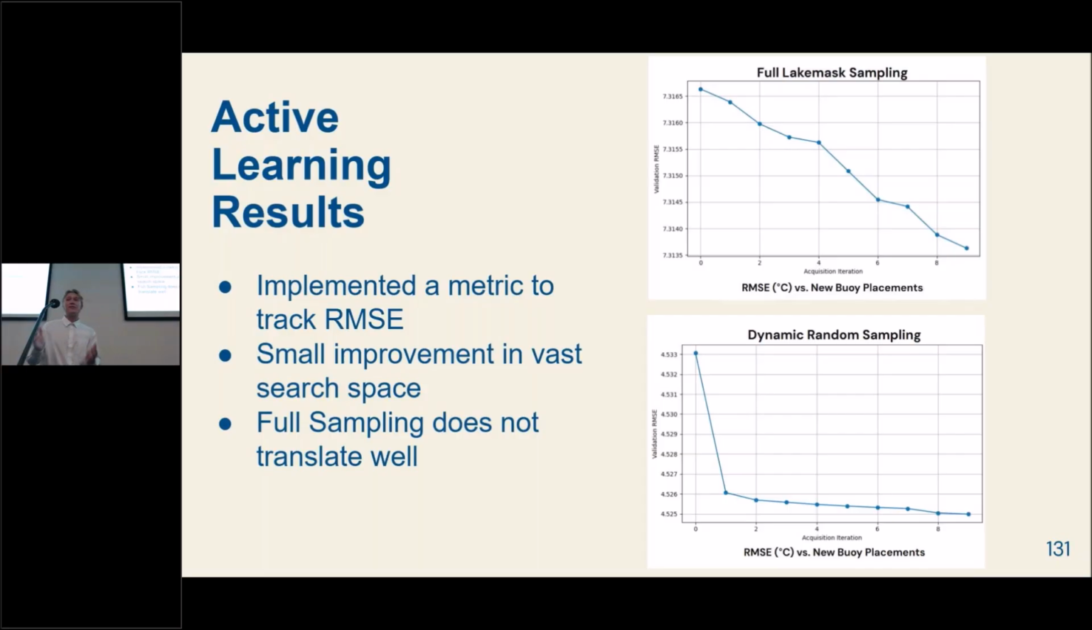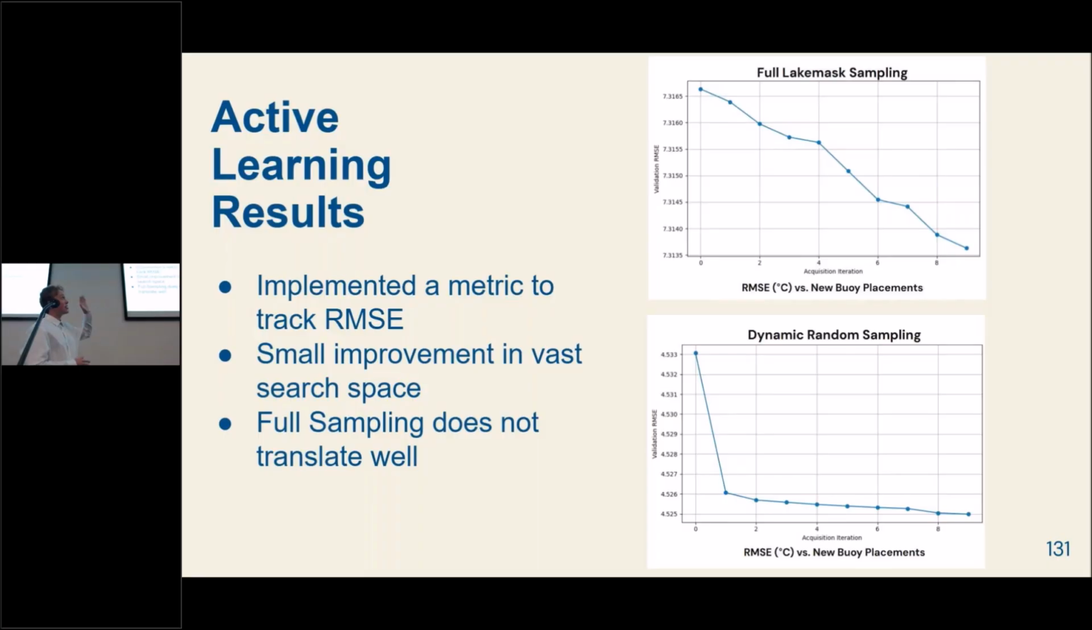So you would think that the full lake mask sampling would perform the best, but one of the things we did with Paolo Paolucci was we sort of took his metric. What he did was he would plot the validation root mean square error during active learning against the number of buoys placed or acquisition iterations.